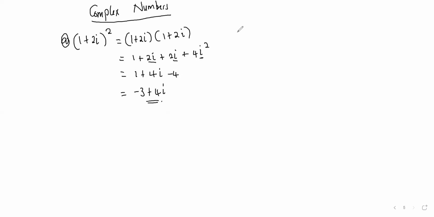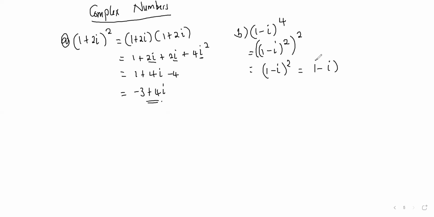Then another one, 1 minus i to the power 4. So this you can write as 1 minus i power 2, and then power 2. So you first start with 1 minus i power 2, which is 1 minus i, 1 minus i. So it will be 1 minus 2i plus i squared. Now i squared is -1. So 1 minus 1 is 0, so we get -2i.